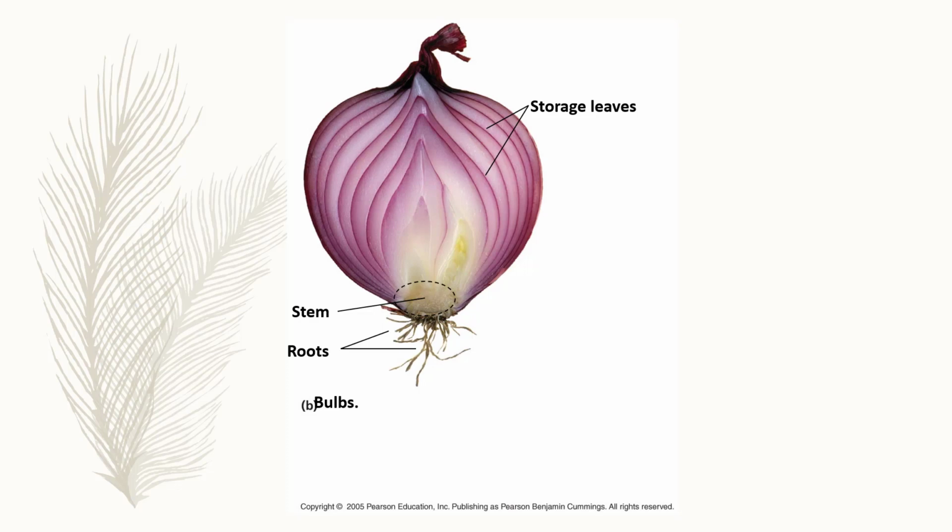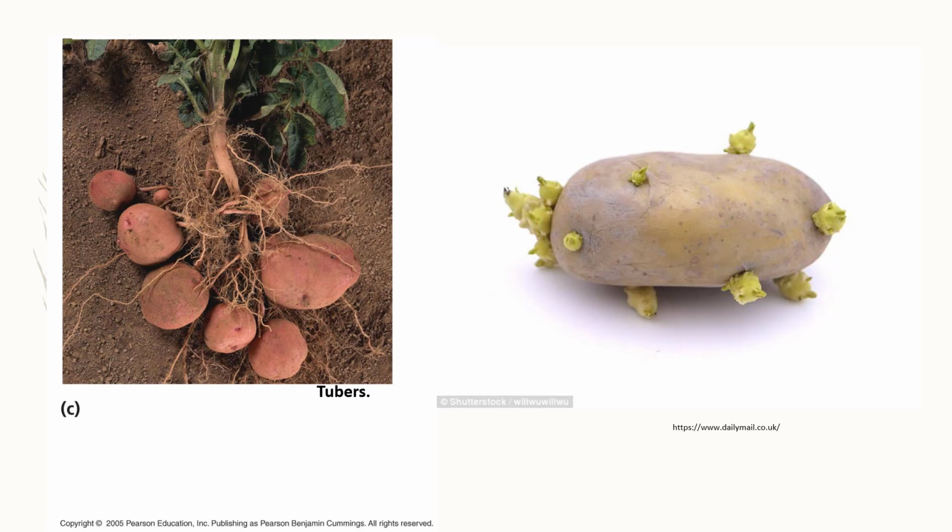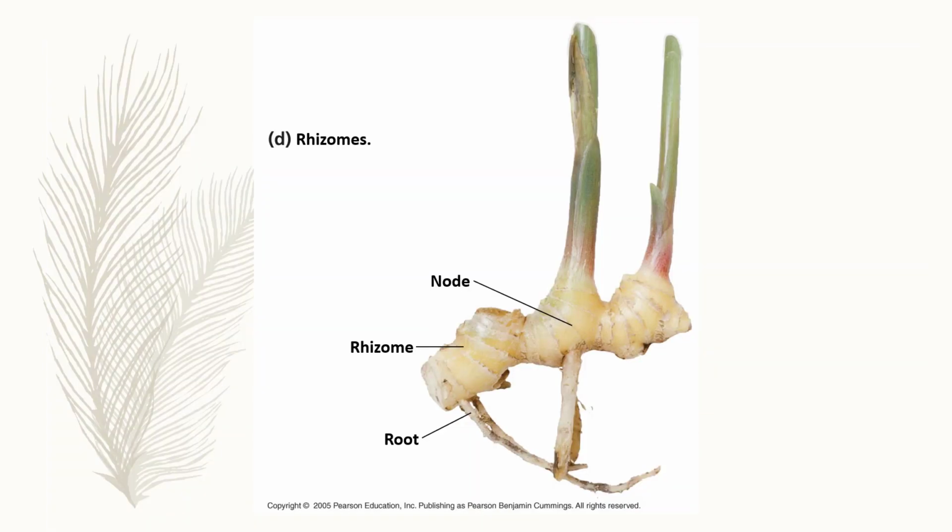Here's an onion, which is a bulb, and the stem is actually the base of this bulb, and the upper portion is the leaves. And tubers, of course, these are potatoes, and where the eyes are, those are your nodes, and you can see leaves are coming out of the nodes. And here is a rhizome from an iris, and the striped portions on this are the nodes.